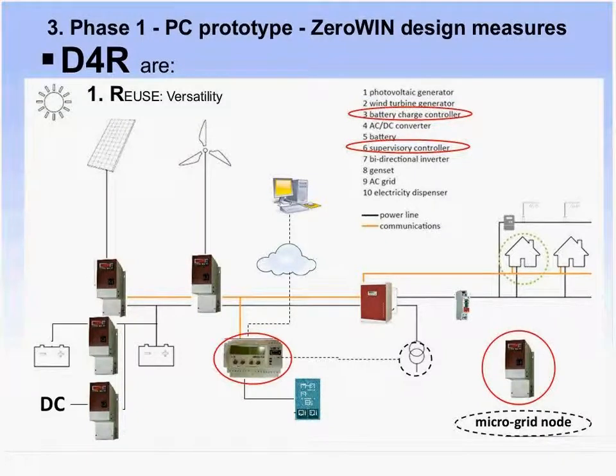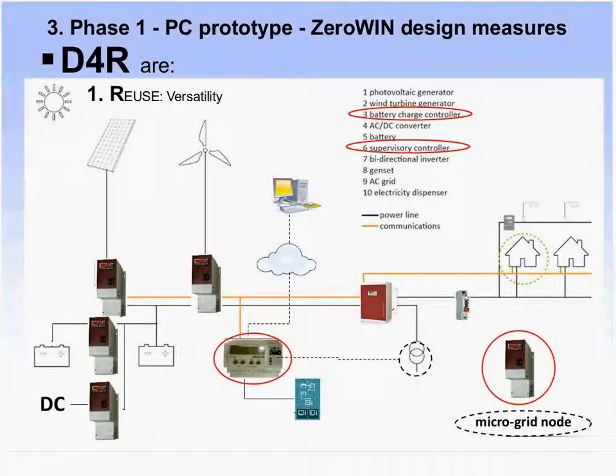All right, so going into the first part of our work, as I mentioned, we are working at the component level. In this diagram, you can see the topology that we developed for the power conditioning. The power conditioning subsystem has different components, as you can see in this list of different equipment. Number three, the battery charge controller, but also the supervisory controller, and number seven as well, the bidirectional inverter. These three components are what we call power conditioning.